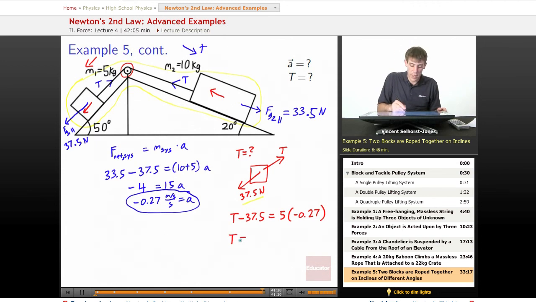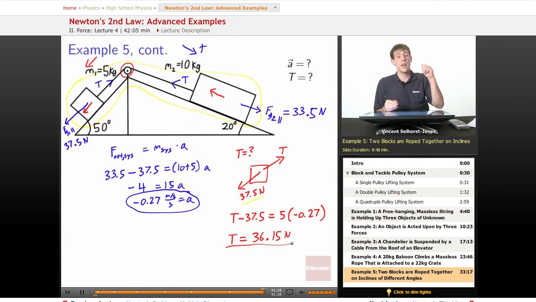We now solve this out algebraically. We get T is equal to 36.15 newtons, which makes sense because the tension in the rope is going to have to be less than the force of gravity parallel. Otherwise, it's going to go in the direction of tension. The larger force is the one that's going to win out and have the effect if they're directly opposed. So tension's smaller than the force caused by gravity. And that gives us everything for this problem, and we've got it solved.